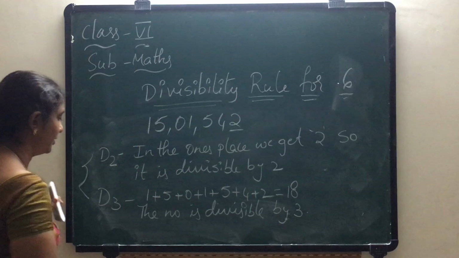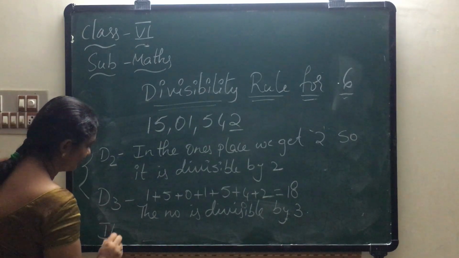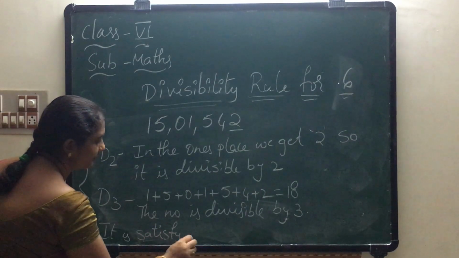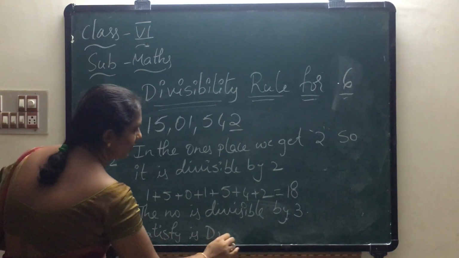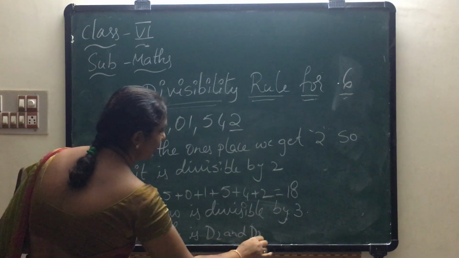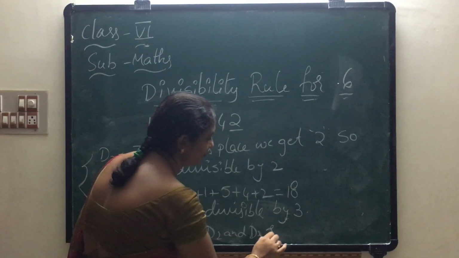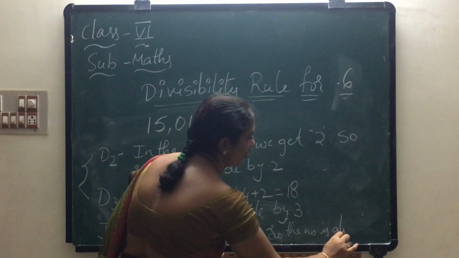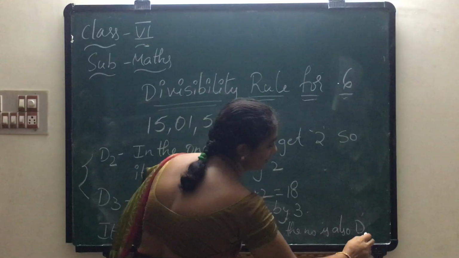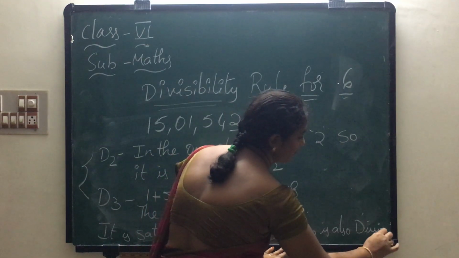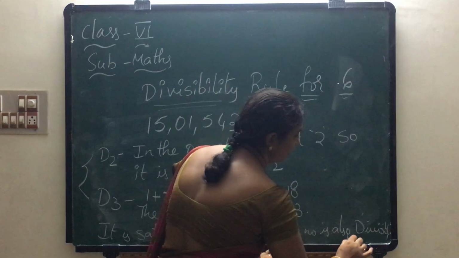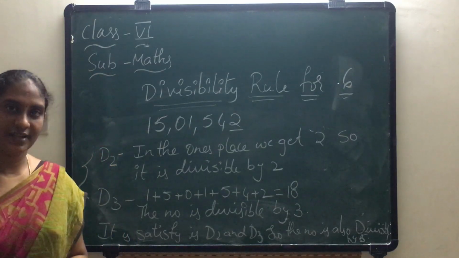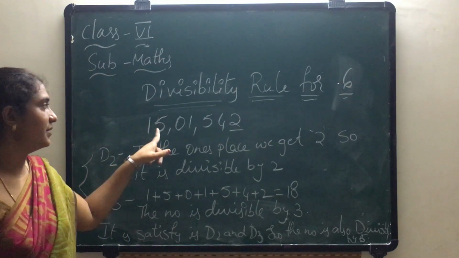Okay, now write here. It is satisfied in D2 and D3. So the number is also divisible by 6. Okay children, once again I am telling, see what is the number they gave now?